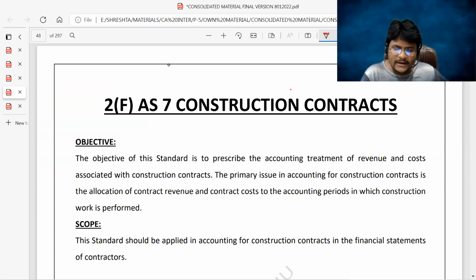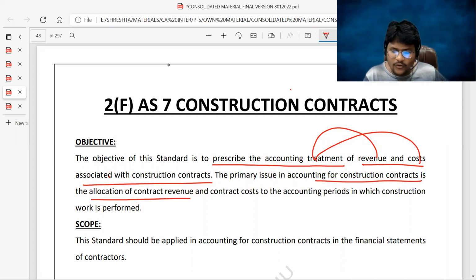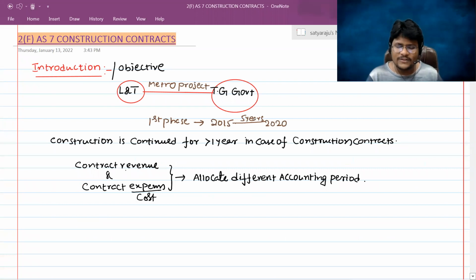The objective of this standard is to prescribe the accounting treatment of revenue and costs associated with construction contracts. This standard is introduced for the purpose of providing the accounting treatment of revenue as well as costs associated with construction contracts. The primary issue in accounting for construction contracts is the allocation of contract revenue and contract cost to the accounting periods in which construction work is performed. The same thing I discussed here. The major discussion is how you are allocating contract revenue and contract cost to different accounting periods.